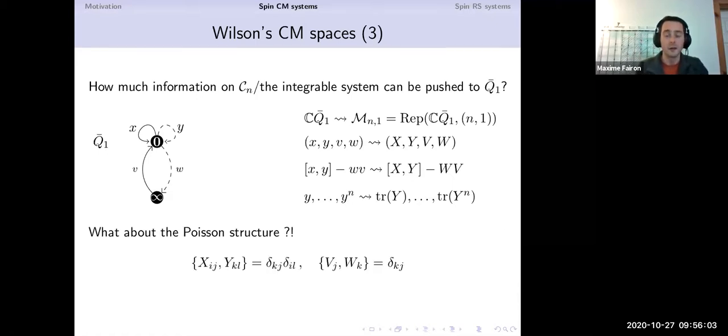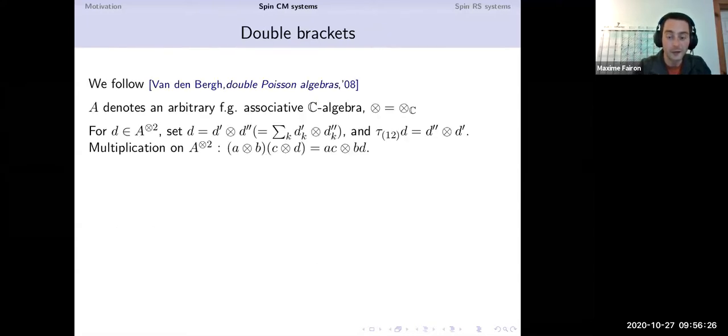But a big question is to understand what about the Poisson structure? Can we also realize it at the level of the quiver? I didn't write it on the previous slide, but these are basically the two Poisson brackets that generate the Poisson structure on this curly Mn1. And the question is, can we realize that at the level of the quiver directly? And the answer is yes, using double brackets.